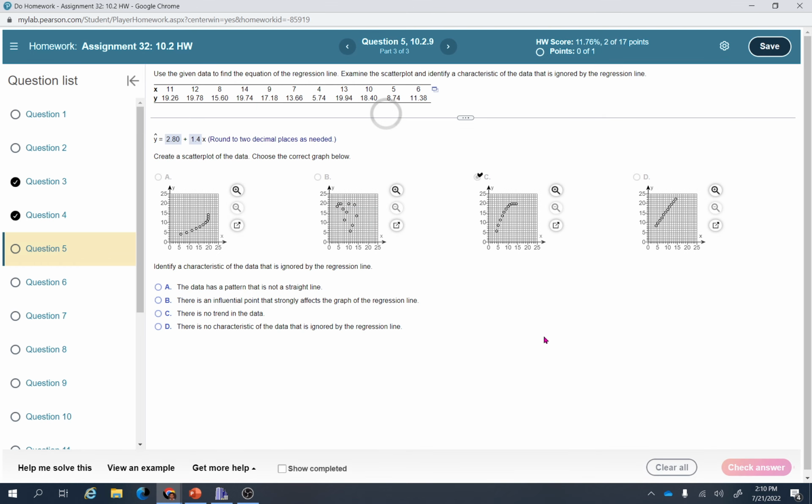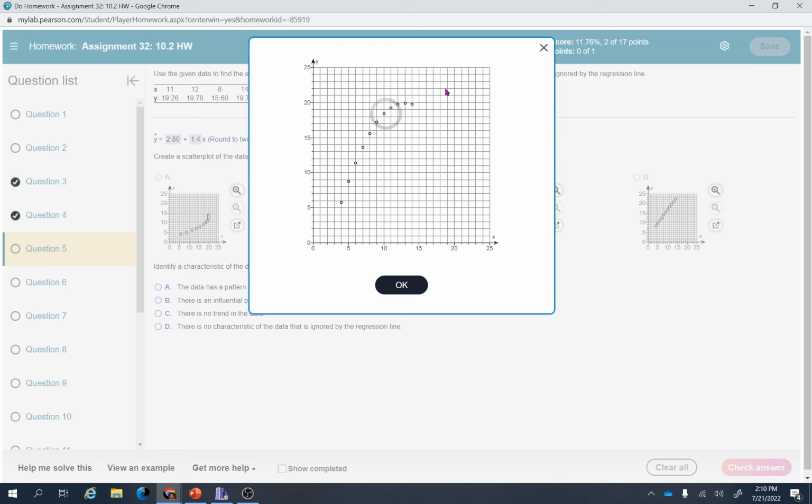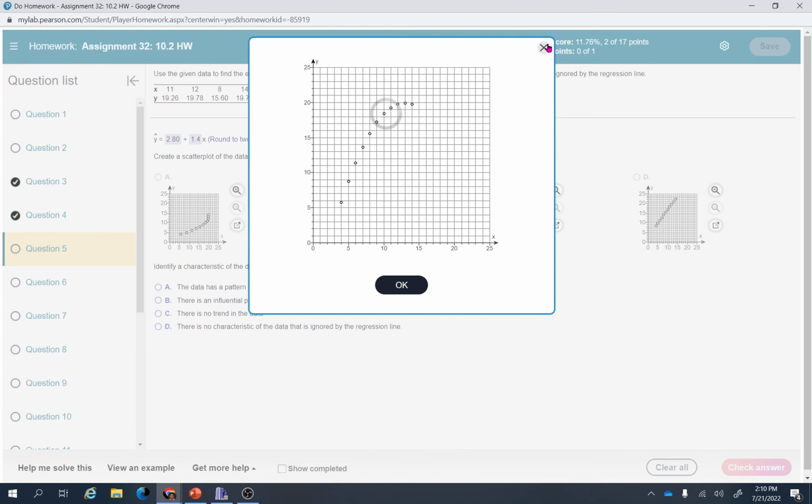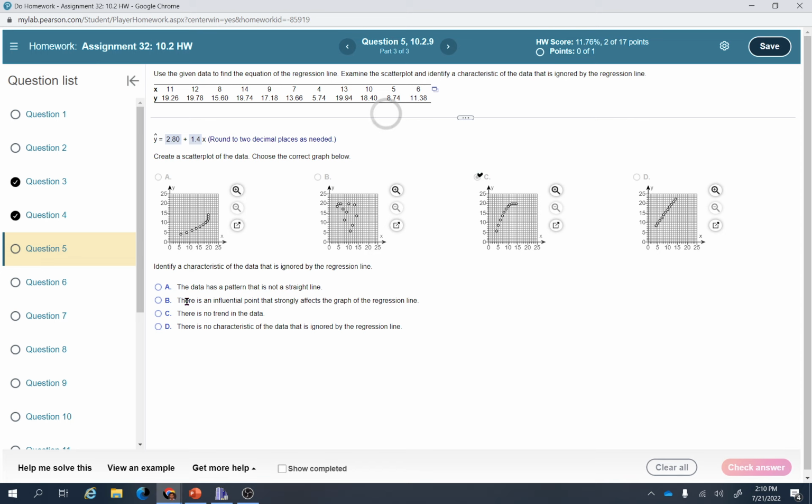Okay, well done. Now based on this graph you can see that this is not a straight line. Somewhere it comes down. So you have to choose one of the characteristics here: identify a characteristic of the data that is ignored by the regression line. This is a regression line, but the data characteristic should look like this. So let's choose the options we have been given. The data has a pattern that is not a straight line. Yes, that's the right one.